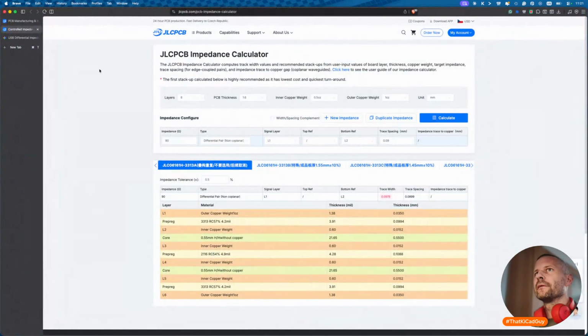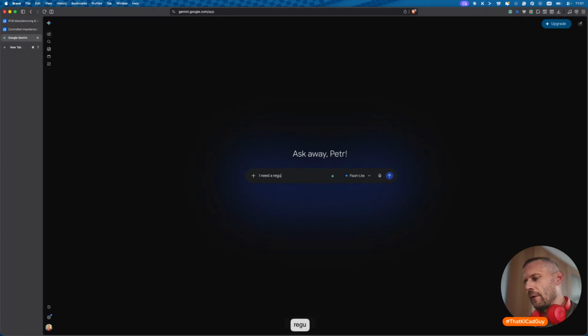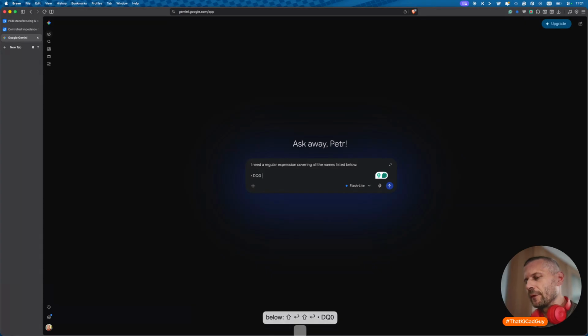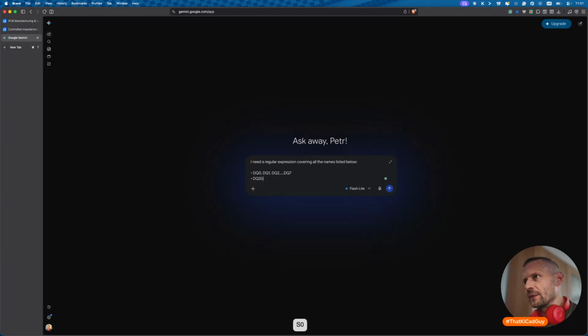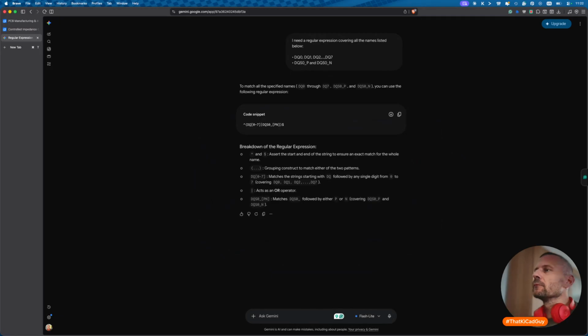Okay, let's ask Gemini. Oh, I need a regular expression covering all the names listed below, and these are DQ0 to DQ1, DQ3, 2 to DQ7, and then DQS0P and DQS0N, if it's even possible. Probably yes.